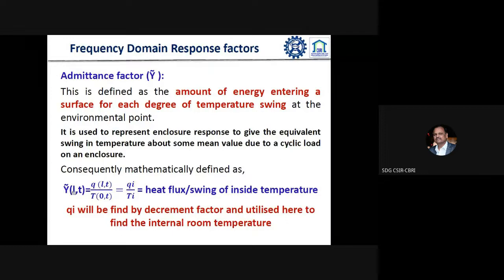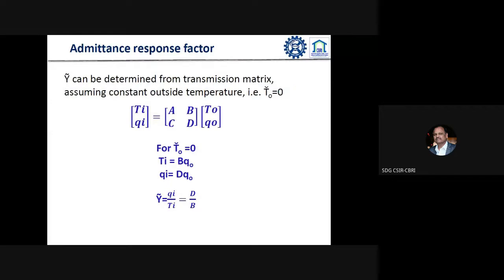So this is the symbolic representation with respect to space, that is thickness, and with respect to time. Qi will be found by the decrement factor and used here to find the internal room temperature. That means we can find the internal temperature by knowing this particular admittance factor. So this is what this equation is.